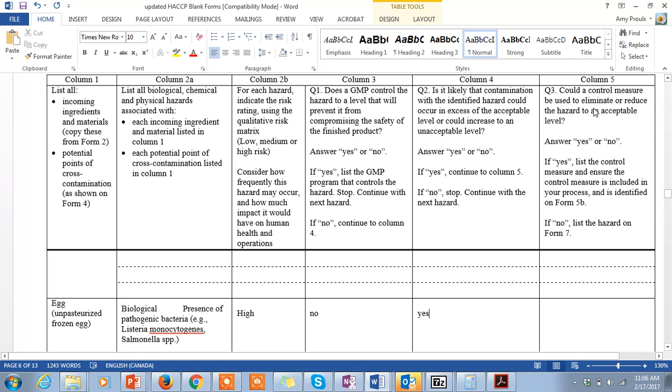Could a control measure be used to eliminate or reduce the hazard to an acceptable level? Well, how do we get rid of most pathogenic bacteria? Well, yes, we cook our products. We are not eating raw muffins. We are going to be eating baked muffins. These are cooked products. And so, yes, indeed, it is going to be a cooking step. And we need to make sure that that cooking step is going to show up on Form 5B.